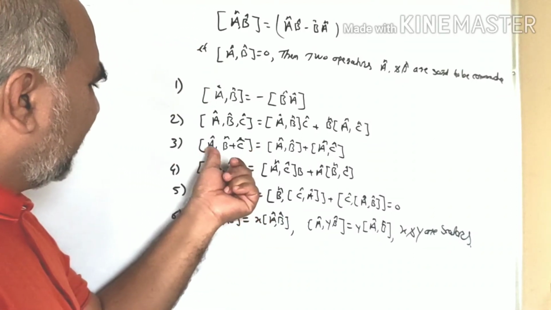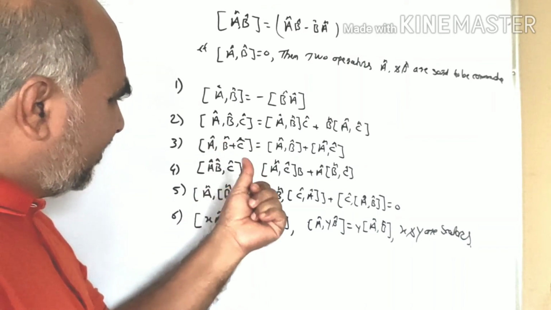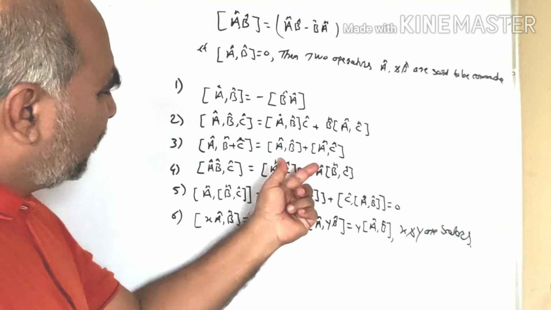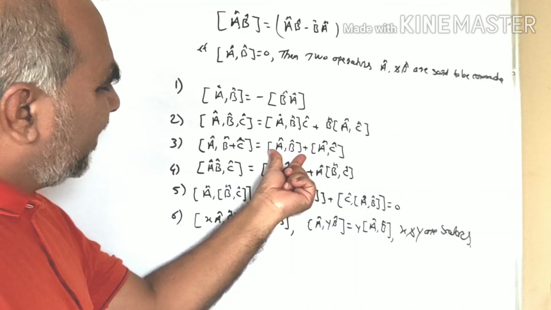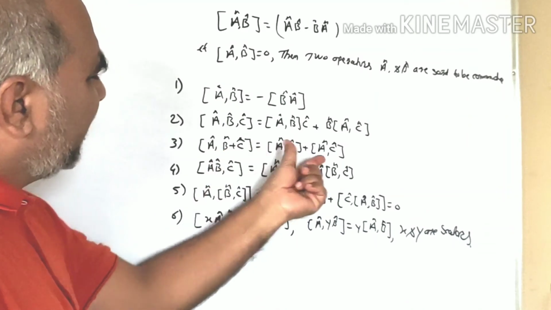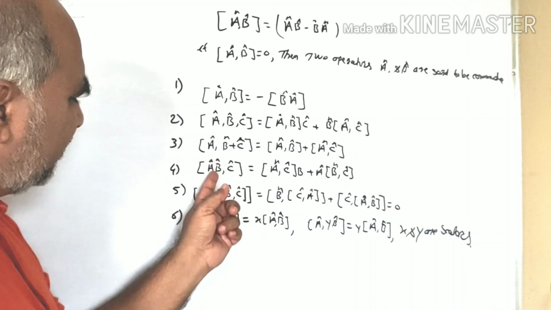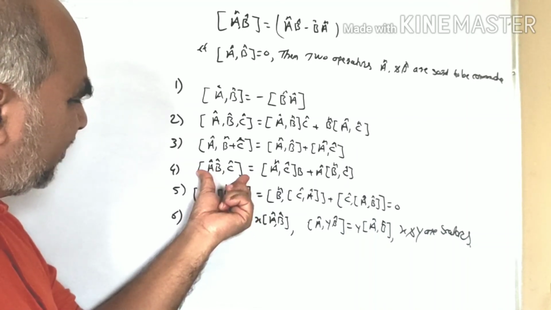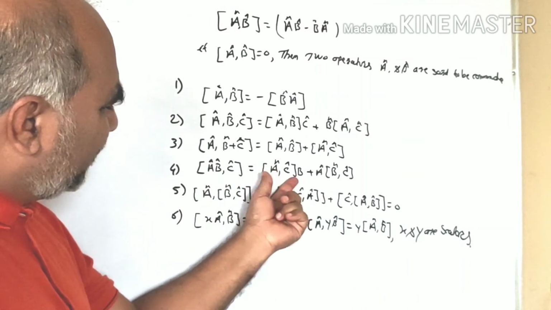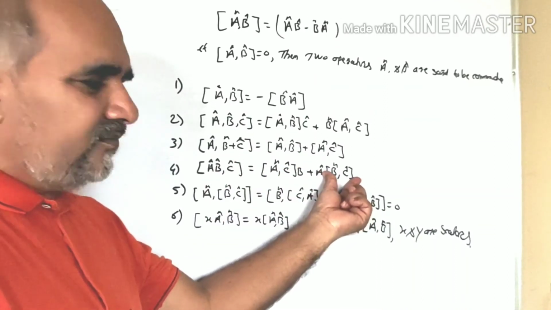Then the commutator of A with the sum of B and C is equal to the commutator of AB plus the commutator of AC. This A is common to B and C. Then a product rule: the commutator of the product AB with C is equal to the commutator of AC into B plus A into the commutator of BC.